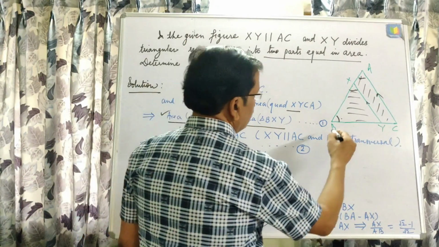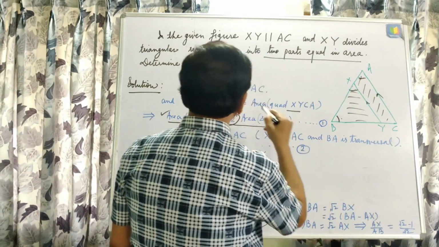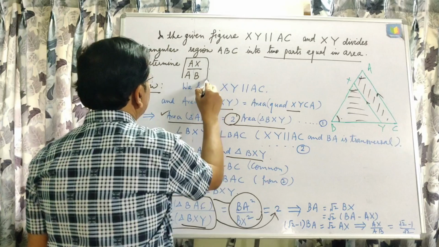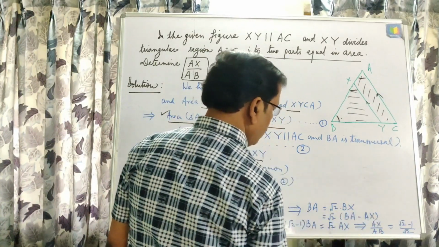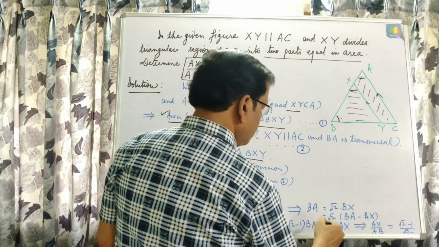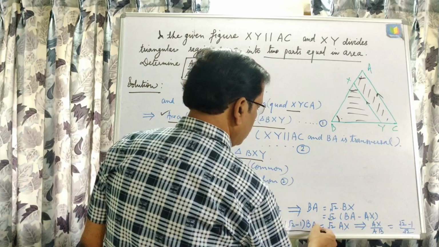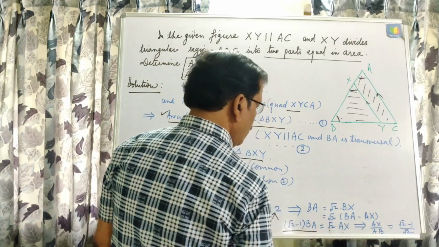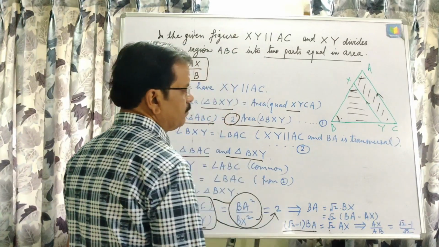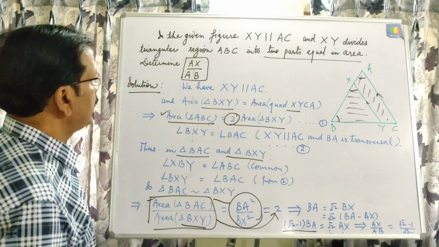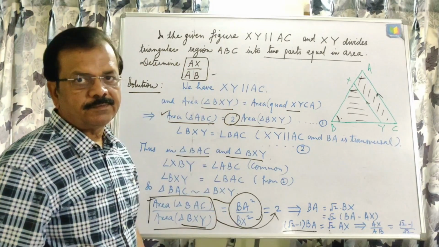But BX is equal to BA minus AX, because we have to find the answer in terms of AX, and that is why we will write BX in terms of AX. By transposing here, we can write root 2 minus 1 into BA is equal to root 2 into AX. So AX upon AB is equal to root 2 minus 1 upon root 2. This is the ratio and this is the value of this one. Now next question.